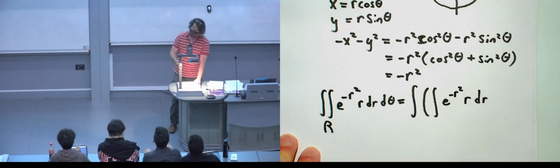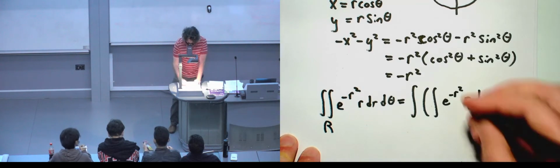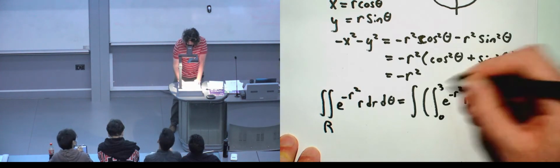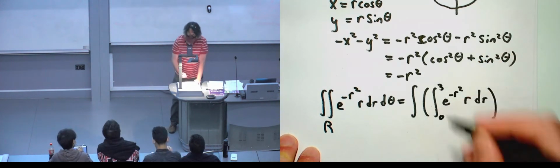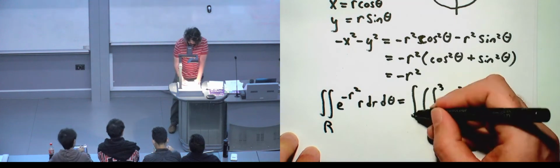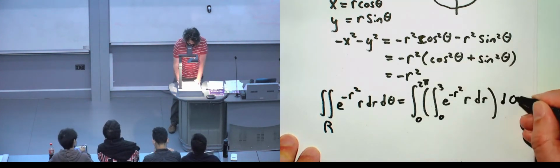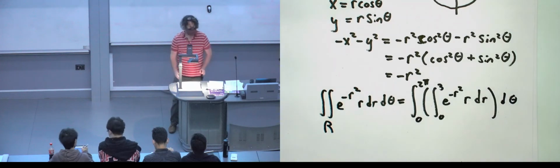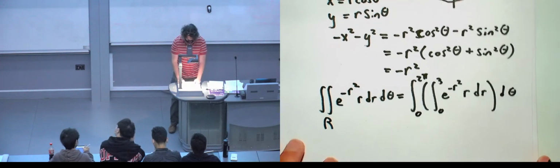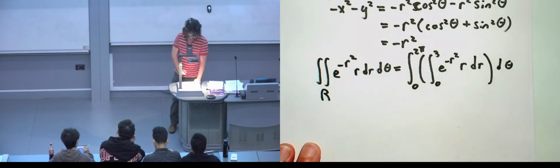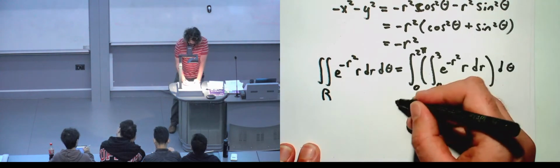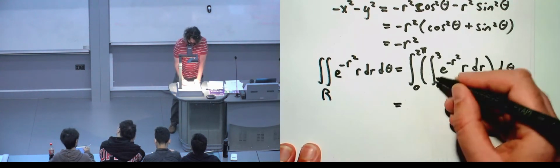This is a circle of radius 3, so the radius r goes from 0 to 3 in this disk. And this is the entire disk, so the angle goes all the way around the disk from 0 to 2 pi. Okay. So this is the double integral once we set it up as an iterated integral. And so let's do the indefinite integral with respect to r.